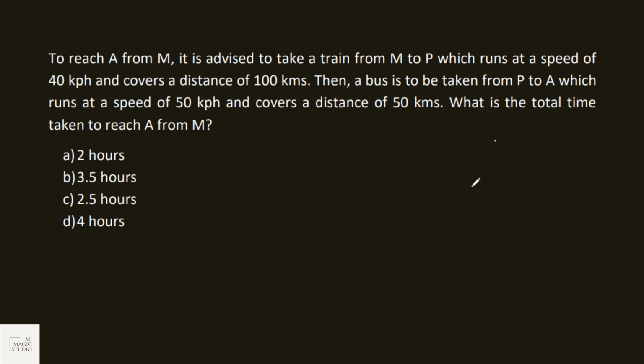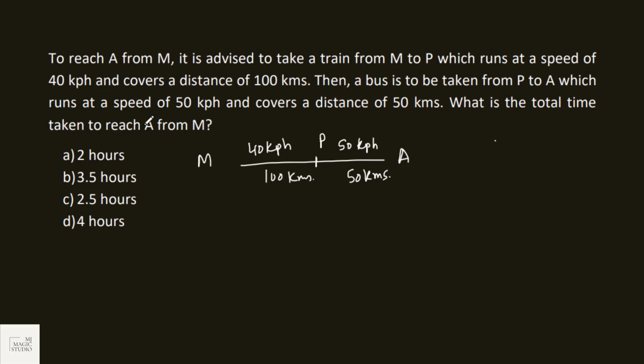Okay, classical take from time, speed and distance. To reach A from M, it is advised to take a train from M to P, which runs at a speed of 40 kph and covers a distance of 100 kilometers. Then a bus is to be taken from P to A, which runs at a speed of 50 kph and covers a distance of 50 kilometers.